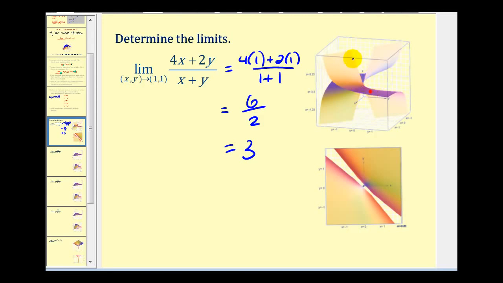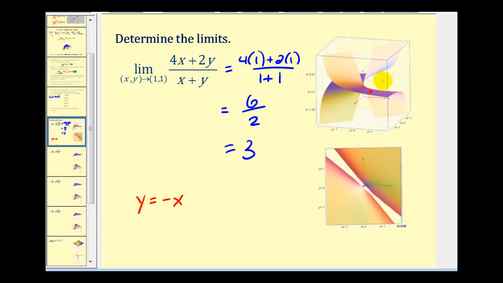Now since this surface does have discontinuity, let's take a look at where that occurs. If we take a look at our denominator, if x and y were opposites, the denominator would be 0 and we would have discontinuity. So if we considered the path where y was equal to negative x, so if we replace y with negative x, we'd have a 0 in the denominator. This function would be discontinuous.